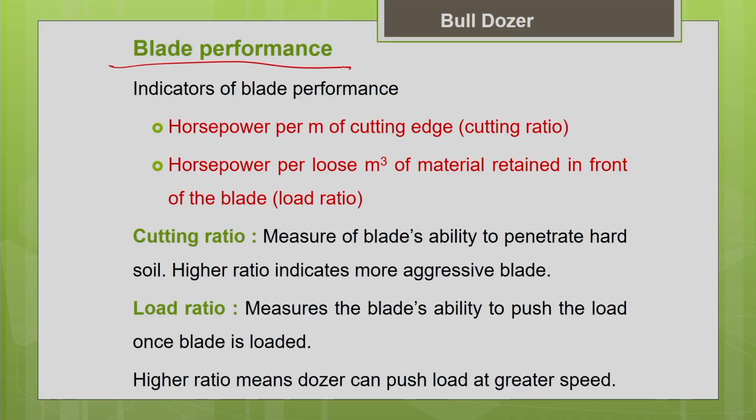Blade performance. Now let us see how to assess the performance of the blade. There are some indicators of blade performance, some parameters which quantify it. One is the cutting ratio, the other is the load ratio. The cutting ratio indicates the cutting ability of the blade. So what is the cutting ability of the blade? I can know it from the cutting ratio. It is defined as horsepower per meter of the cutting edge of the blade.